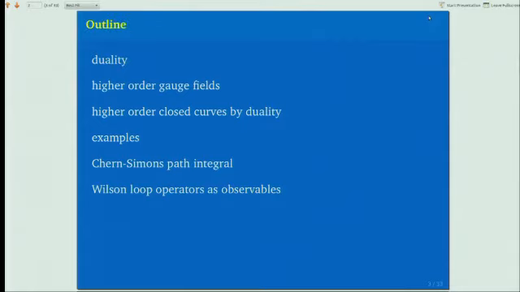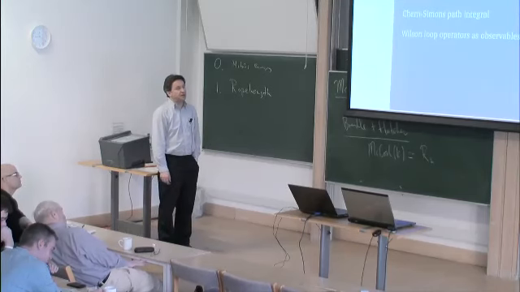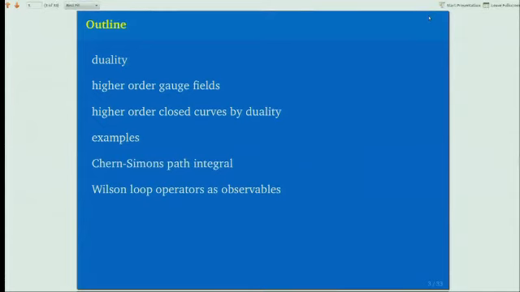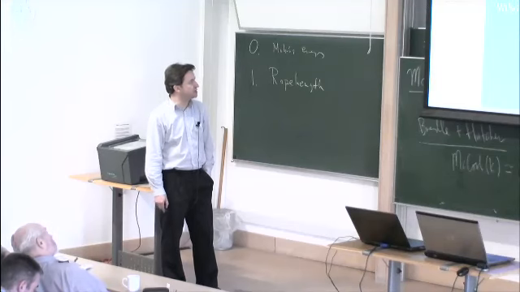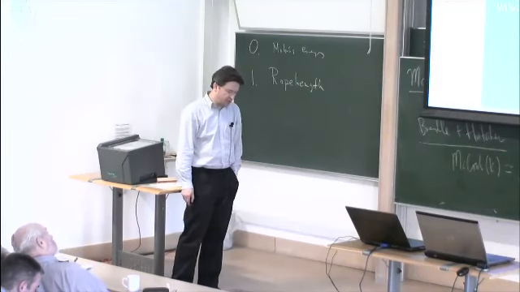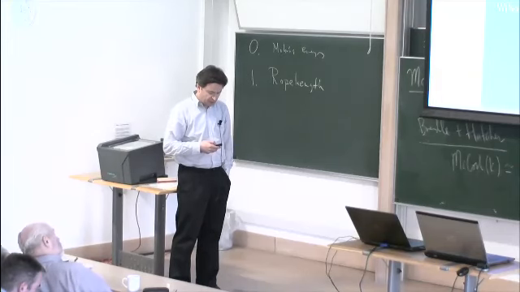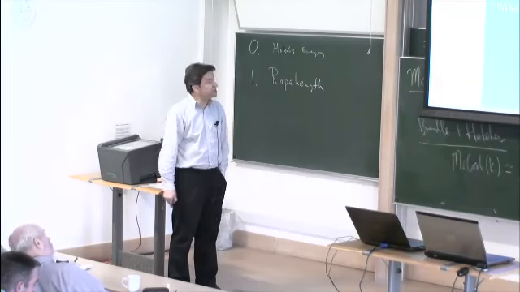And the plan of the talk is to first introduce duality between geometric objects and gauge fields, and then construct higher order gauge fields, and by duality higher order closed curves. Then I'll give you several examples, although I won't go into too much detail, and then I will just finish with demonstrating how expectation values for Wilson loop operators can be calculated in Chern-Simons gauge field theory.